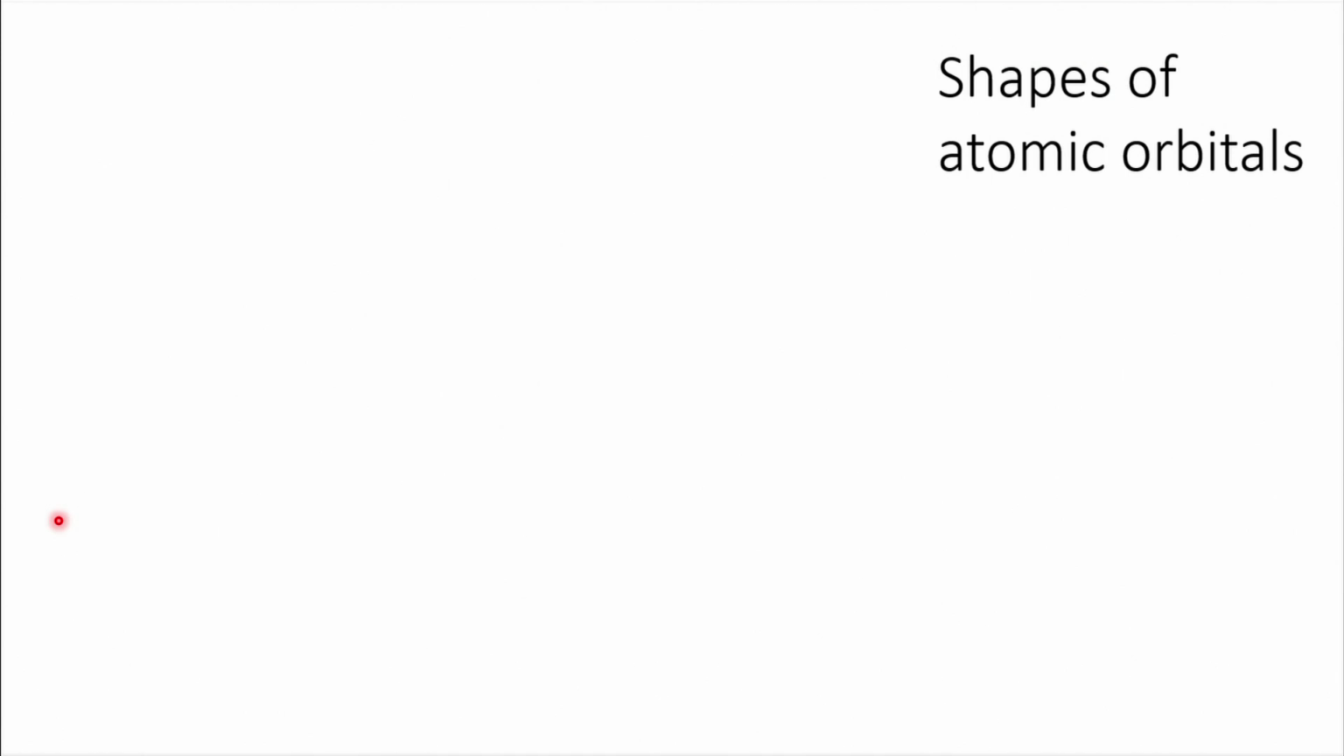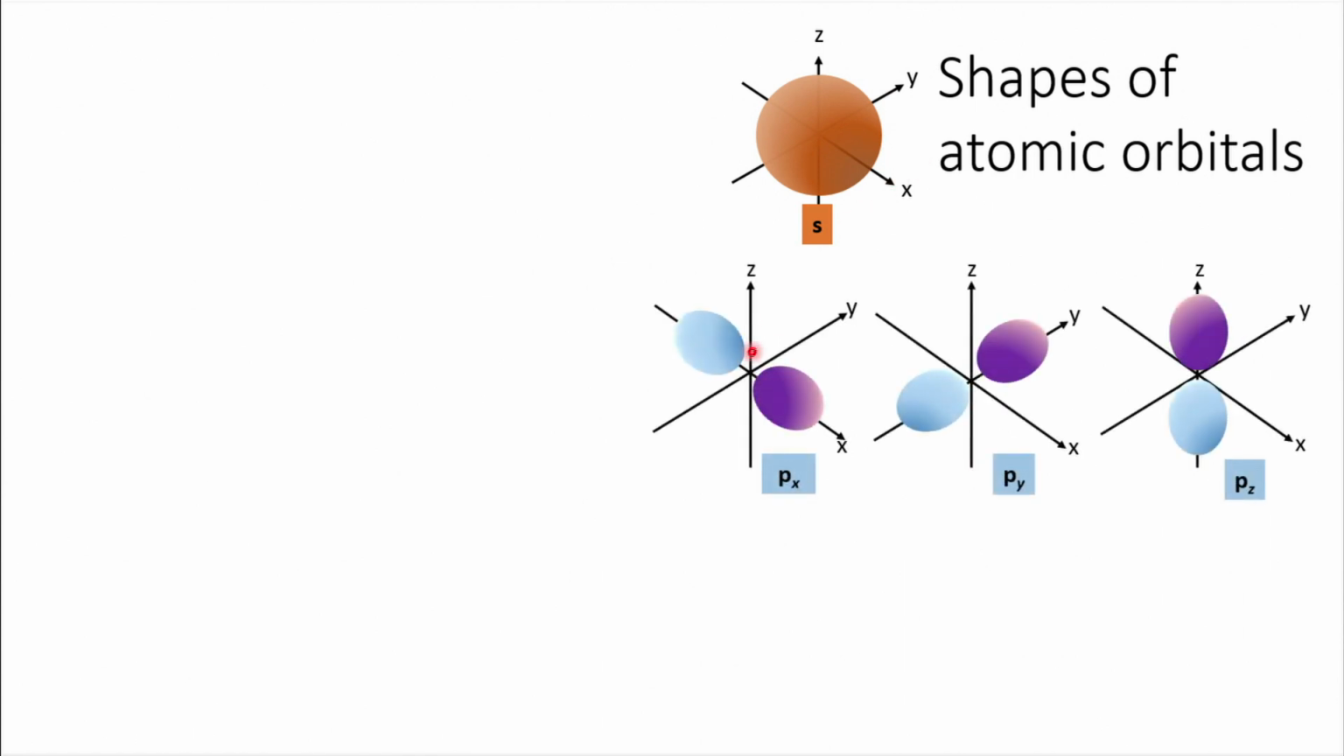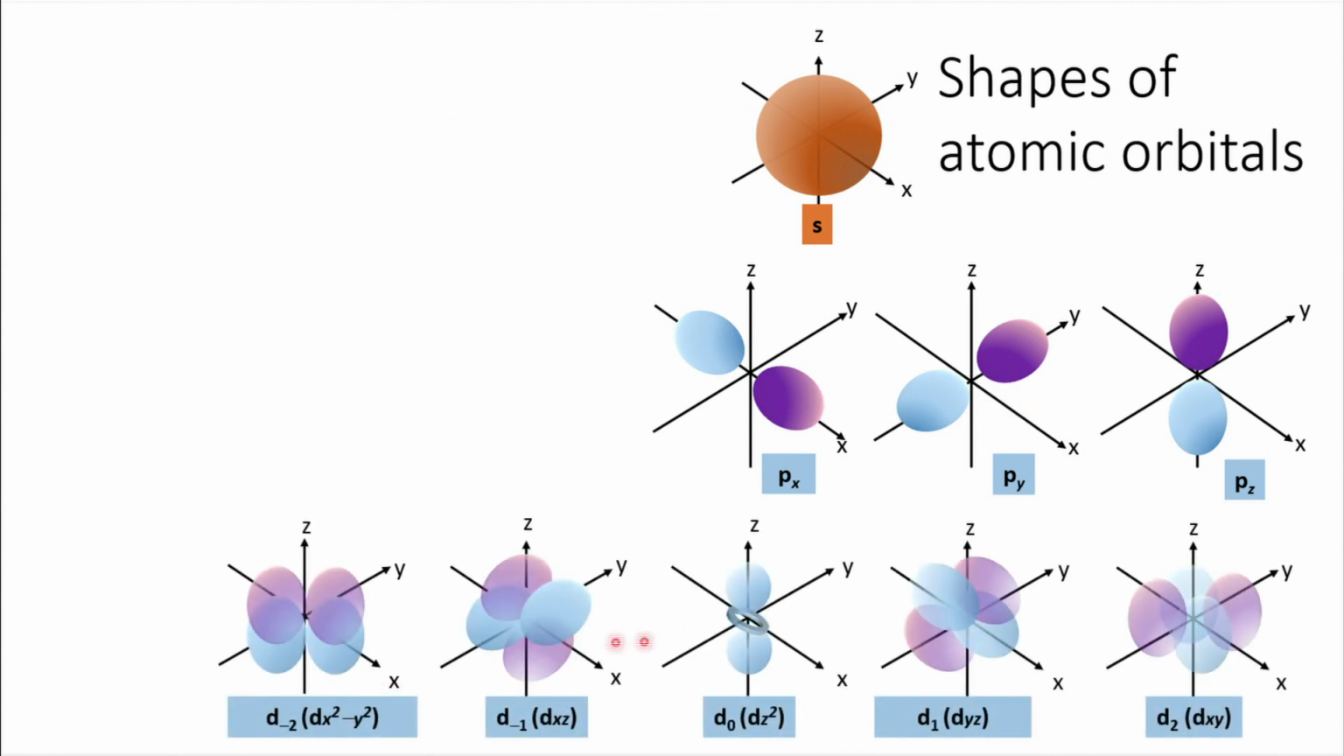Let us look at the shapes of the atomic orbitals. We have the s orbital which is spherical in shape. We have 3 p orbitals as shown here. We have 5 d orbitals. What we see here is a representation view.